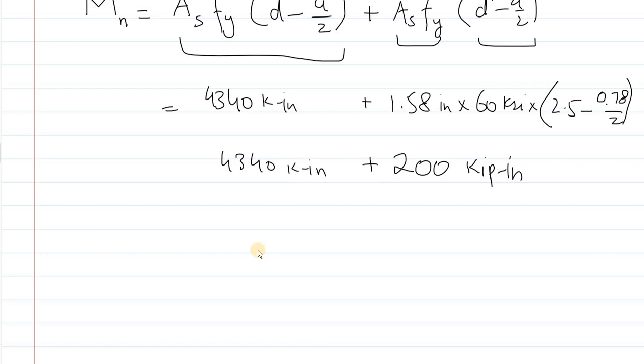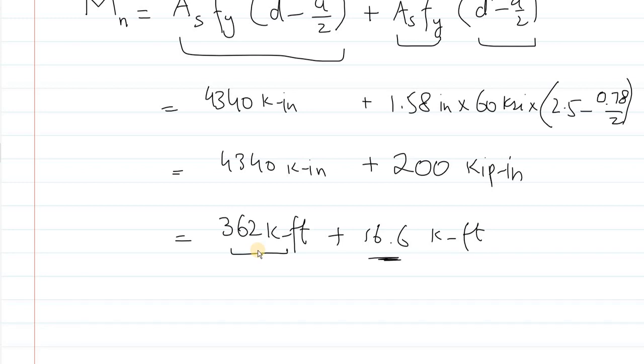Now let's see how it looks in kip feet. This answer was 362 kip feet from the real tension reinforcement, and this would become, if you divide this by 12, 16.6 kip feet. Now this 16.6 kip feet is not a big value compared to this. It is a small percentage of this 362, just a 4 or 5% difference. So that's why, being a smaller value, it can be neglected.